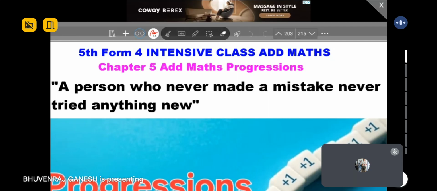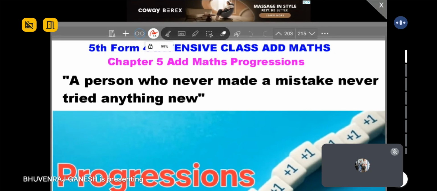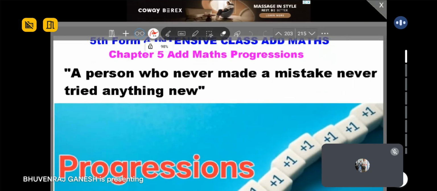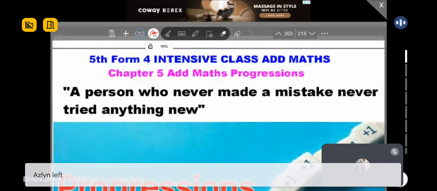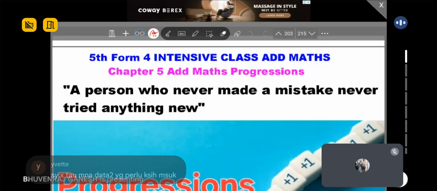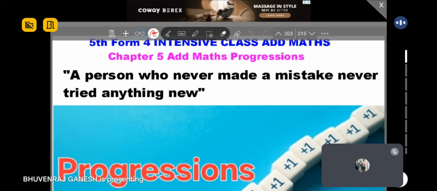Prove that Tn equal to a plus (n minus 1)d. Sn equal to n over 2 (2a plus (n minus 1)d). Semua rumus tu kamu kena tahu lah macam mana nak buktikan. Okay, all the formula. Okay, so I give you all a quote. Okay, saya bagi satu perumpamaan. So they say a person who never made a mistake, never tried anything new.